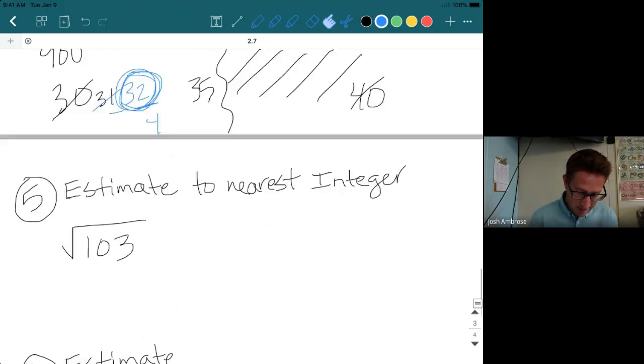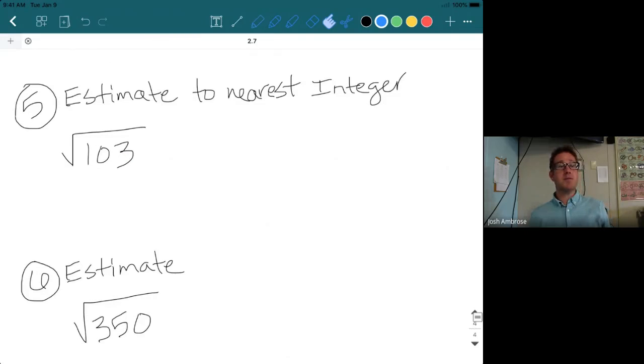All right, now last two problems. What if they say estimate? So you know that 103 is not a perfect root, okay? But you know that 100 is a perfect root. And you know that the number 100 is very, very close to 103.